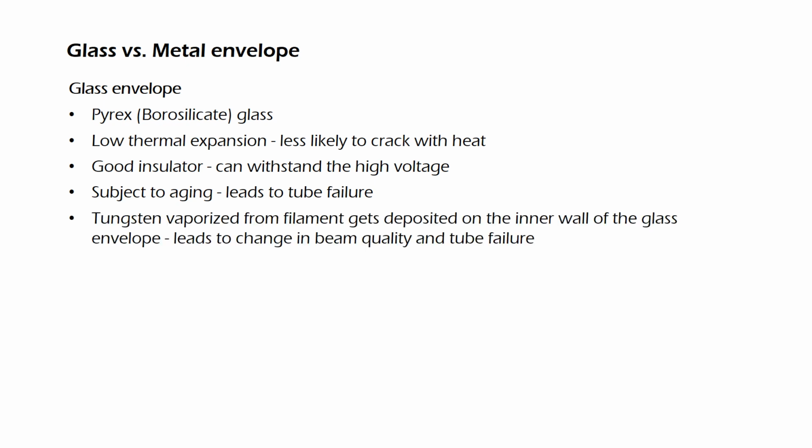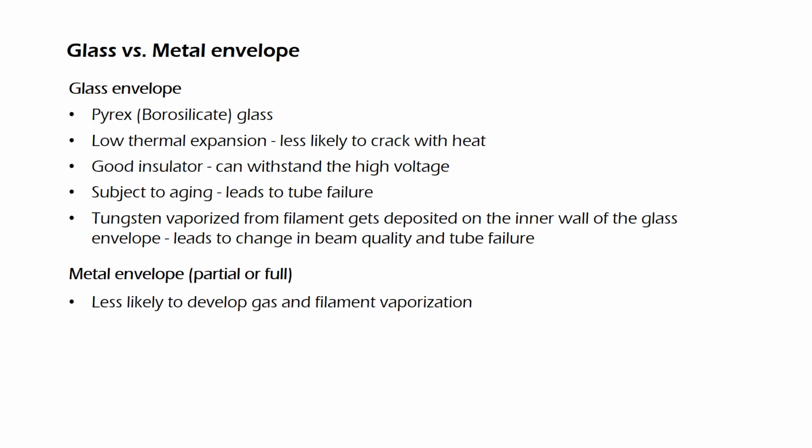Tungsten vaporized from the filament gets deposited on the inner wall of the glass envelope. Due to this deposition, the glass gradually becomes bronze-colored or sunburned. This has two effects. First, filtration of the X-ray beam increases. That leads to gradual change in the quality of the X-ray beam. Second, due to the presence of metal deposit on the glass surface, the envelope itself starts acting like an electrode in between the cathode and anode and causes arcing at high peak voltages. Metal envelope. Partial or full.